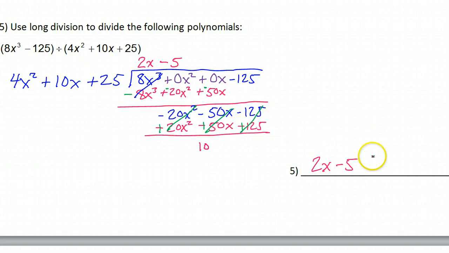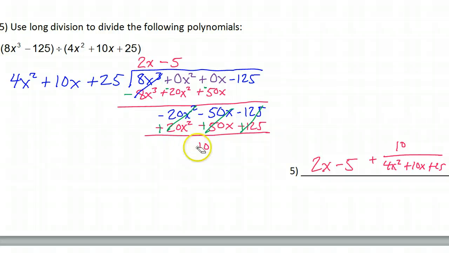Then we would have gone like this. We would have gone plus 10 over, and it would have been over all of this. So it would have been over 4x squared plus 10x plus 25. That's what you do when you have a remainder. You stick it on, make a fraction out of it. But that did not happen. So this is the answer.